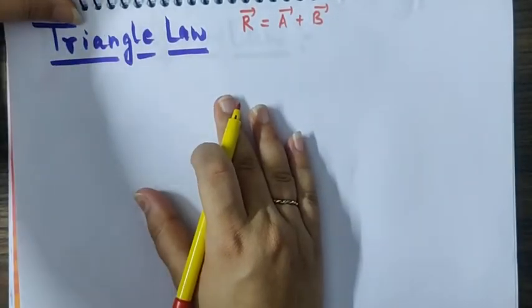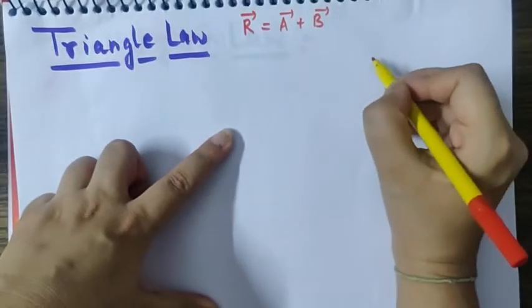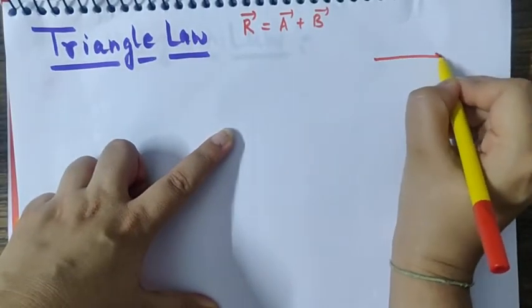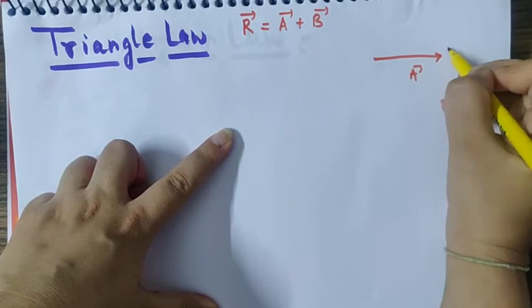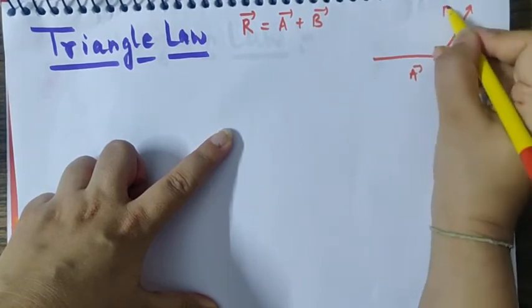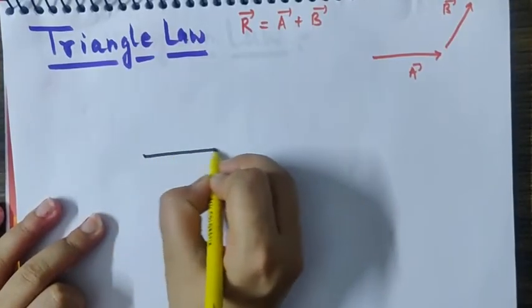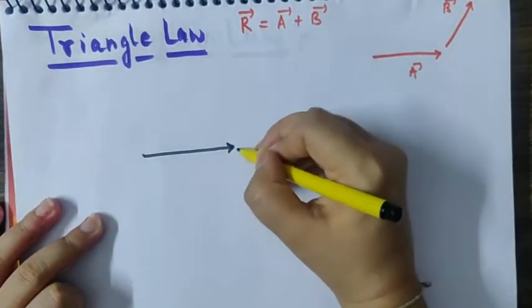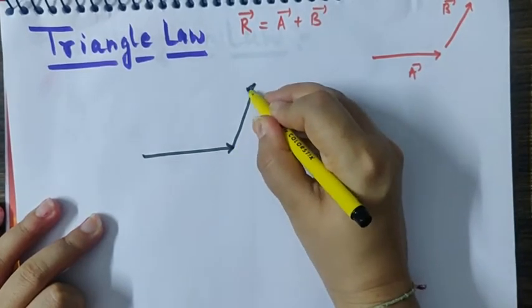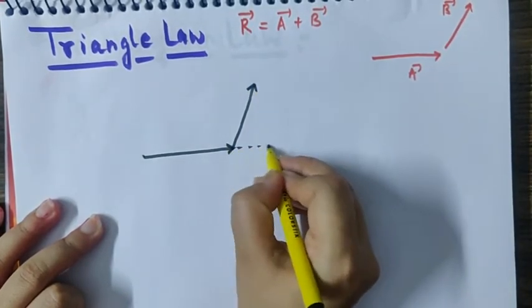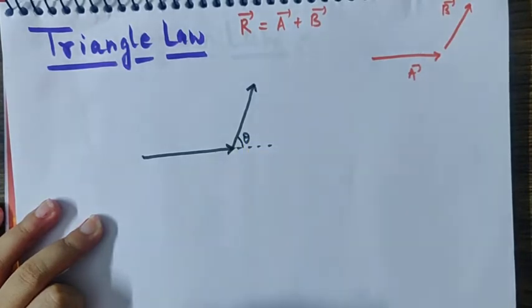Now, suppose these two vectors are there in space such that A vector is here and B vector is somewhat here. So first of all, I should draw the diagram. In the diagram, just pick A up from there. Draw B. Say the angle between them is theta in the forward direction.